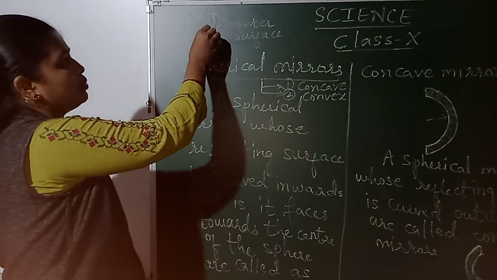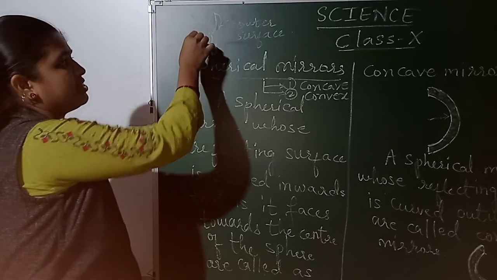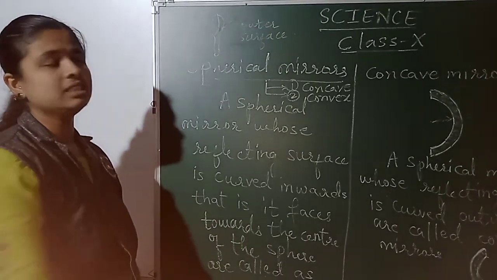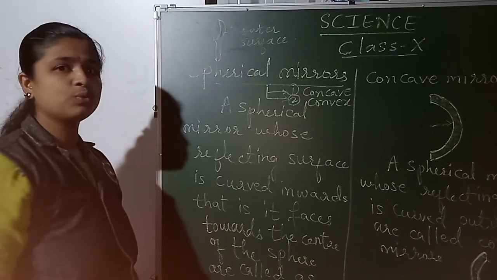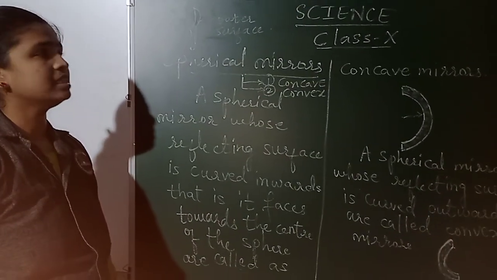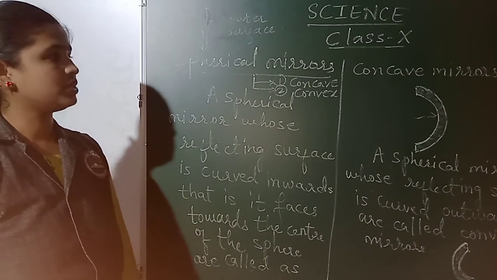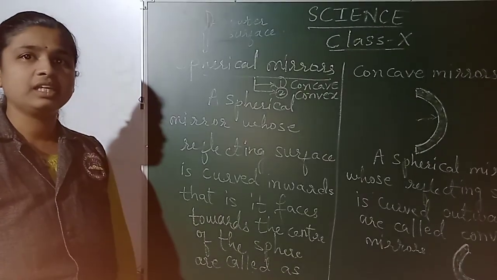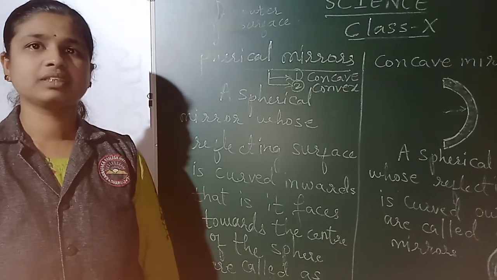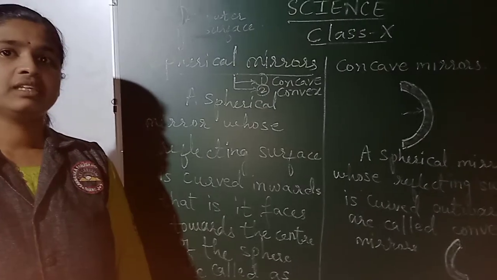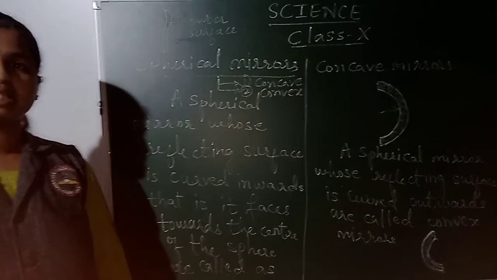See, children, the inner surface of the spoon is considered a concave mirror, and the outer surface of the spoon is considered a convex mirror. Understood, children? Till now we have learned about the spherical mirrors and also the types of spherical mirrors.